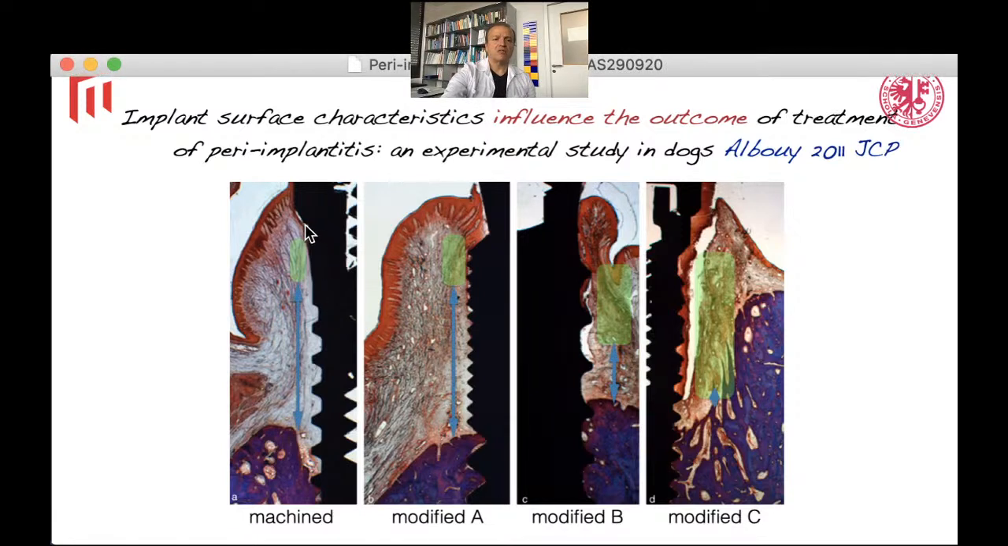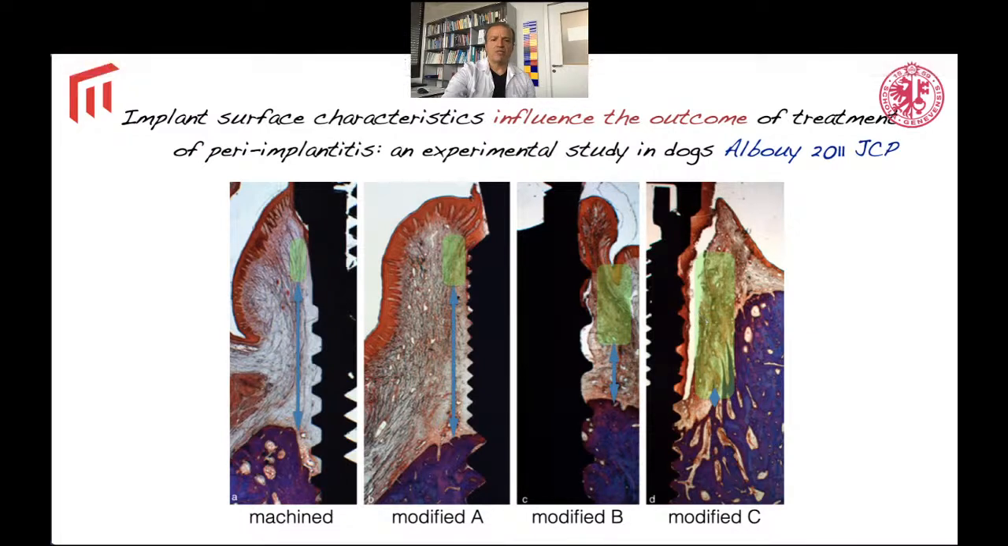You have the larger distance of the little inflammatory infiltrate on the machined implants, and then you have the inflammatory infiltrate in the three different modern structured implants at different distances. And actually in the right image, you have a very large inflammatory infiltrate in tight contact with the bone surface. So basically here you have an active peri-implantitis lesion after treatment.